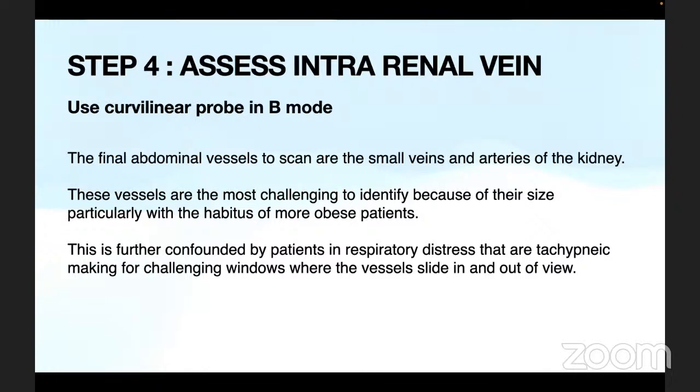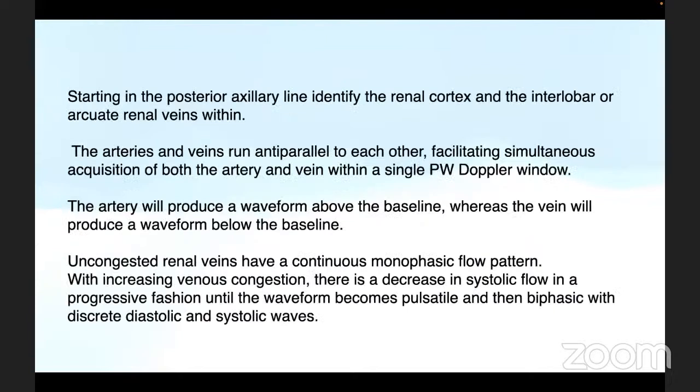These are the final abdominal vessels to scan, the small veins and arteries of the kidney. These vessels are the most challenging to identify because of their size, particularly with habitus of obese patients. This is further confounded by patients in respiratory distress that are tachypneic, making the windows quite challenging.